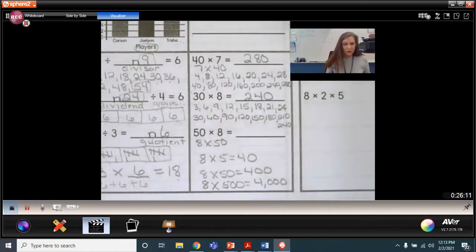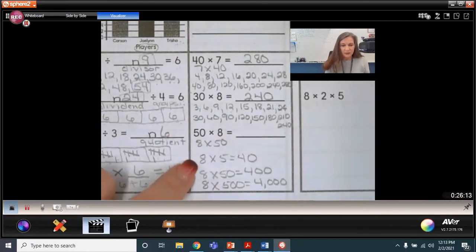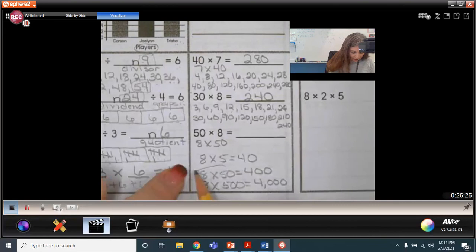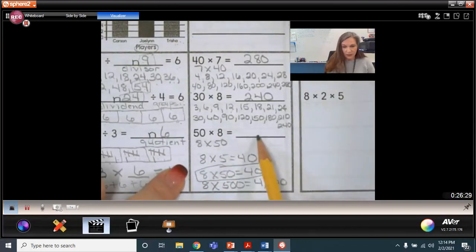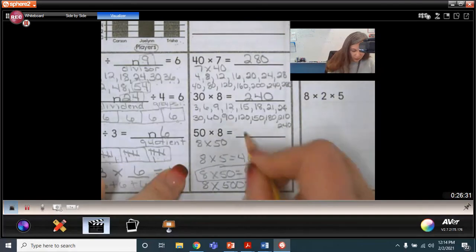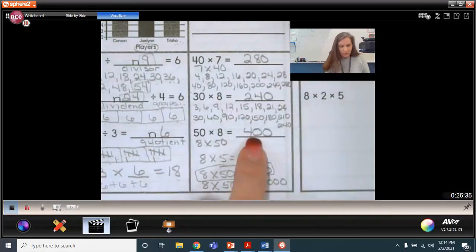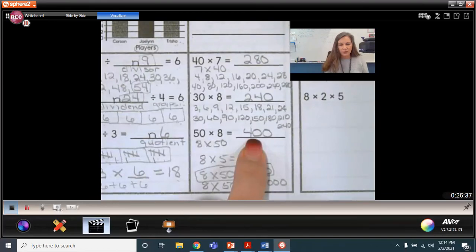And we could continue that idea of a basic fact to help us with continuing to add on some zeros to this factor here. And we could continue this all the way up to forever. But we're going to stop there because we have what we need as our product. Remember, the answer to a multiplication equation is called the product. Say it, product. Yes, our product is going to be 400.